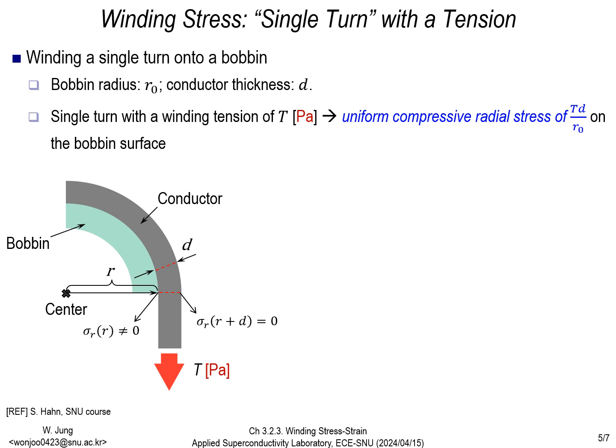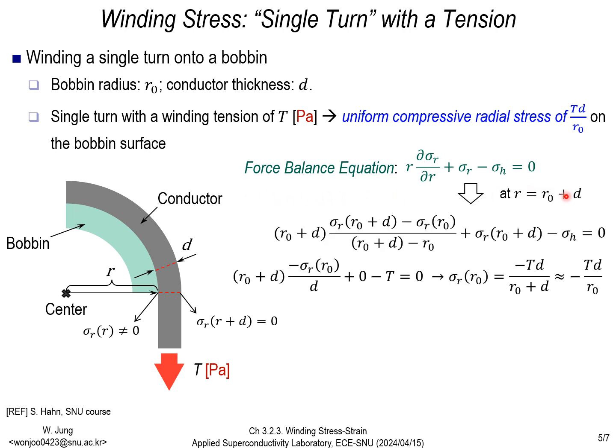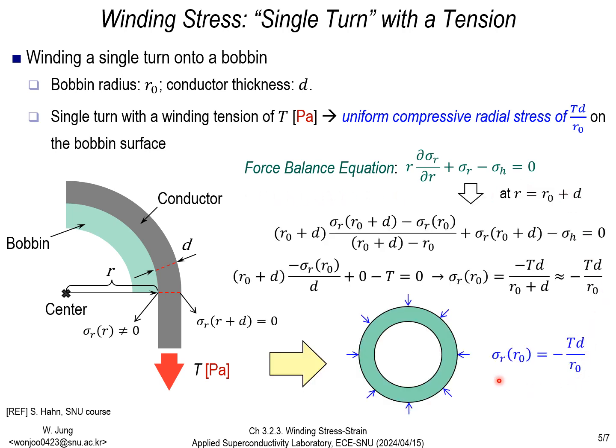Let's explore deeper into the calculations of winding stress. We start by determining the equivalent radial stress caused by a single turn of wire. This involves considering winding tension, wire thickness, and winding radius. It can be derived from the force balance equation that was introduced when we discussed magnetic stress and strain in a previous chapter.